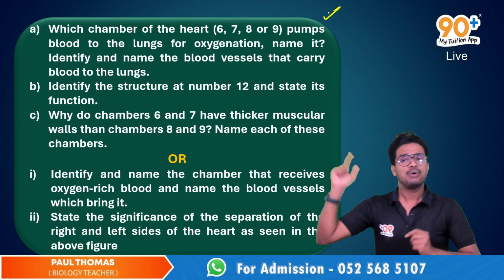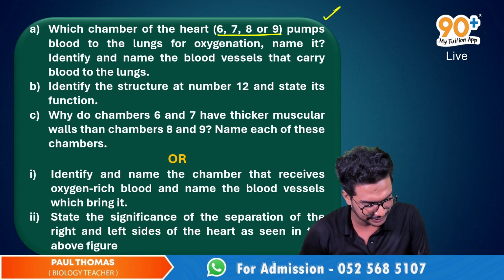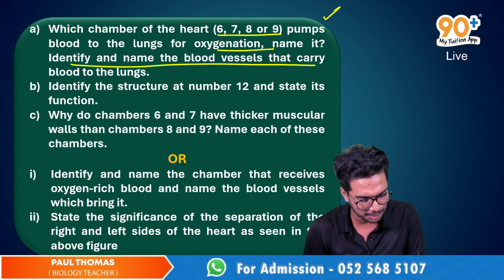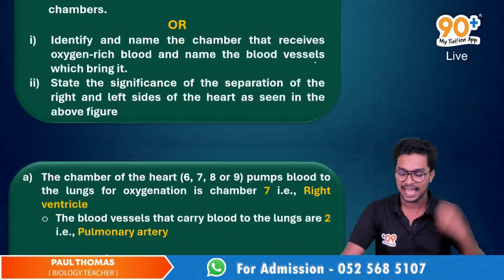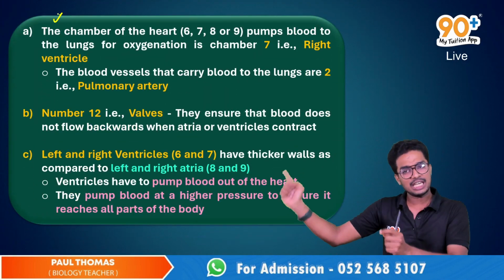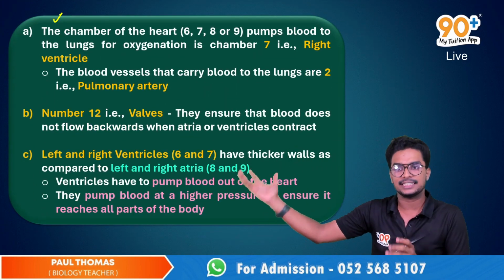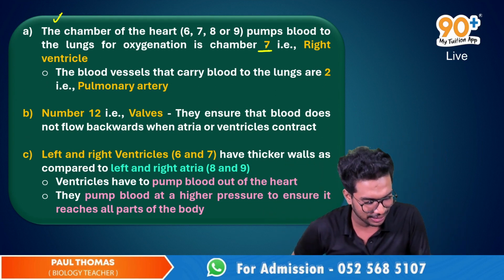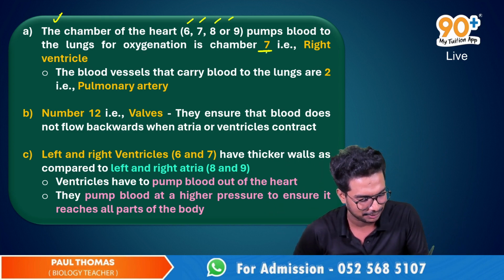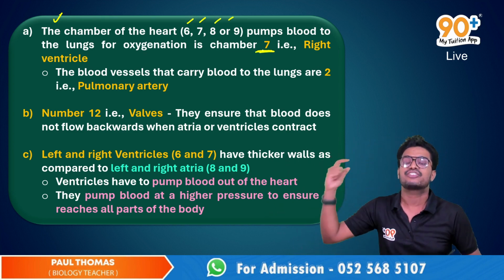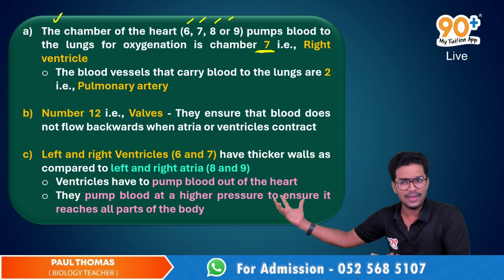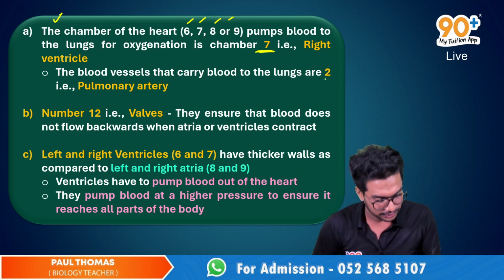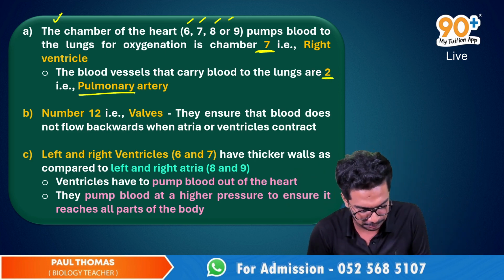The first question is, which chamber of the heart, out of 6, 7, 8 or 9, pumps blood to the lungs for oxygenation? Name it, and identify and name the blood vessels that carry blood to the lungs. Okay, here is the answer. The chamber of the heart that pumps blood to the lungs for oxygenation is chamber number 7 out of 6, 7, 8, 9, and chamber number 7 is the right ventricle, and the blood vessel that carries this deoxygenated blood to the lungs is number 2, and that is the pulmonary artery.